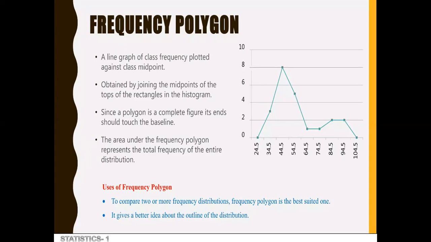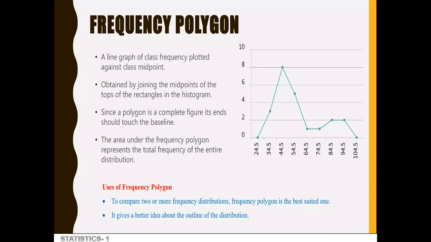That means a polygon is basically a complete picture. It shows you exactly where it starts and exactly where it ends. Therefore, it has to start from the baseline, and the plotting of points should end on the baseline. Here you can see it starts from 24.5 and ends at 104.5. So what are the different uses of frequency polygon? As usual, it is used to compare two or more frequency distributions.